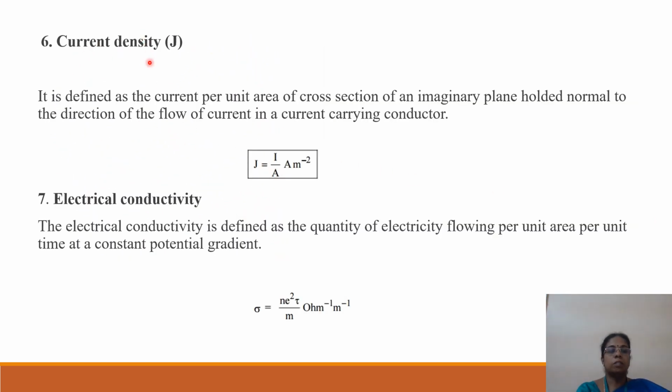Now then comes this important definition, current density. It is defined as the current per unit area. It is denoted by J. J is equal to I/A and the unit is ampere per meter squared.